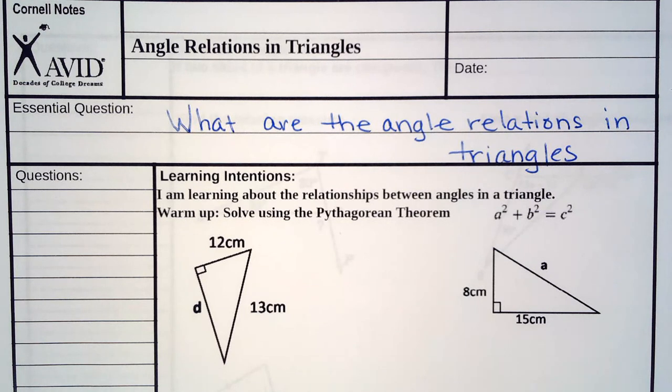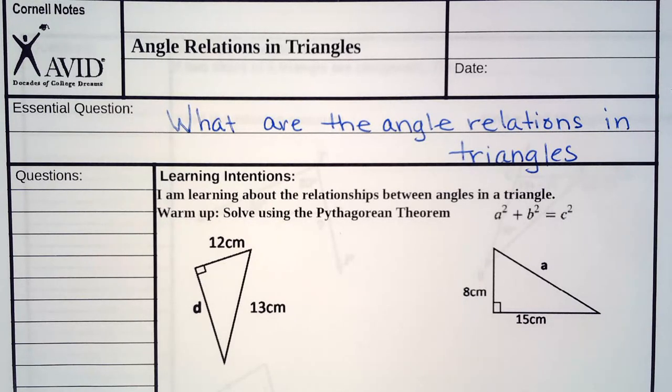Today we're looking at angle relations in triangles. Your essential question is, what are the angle relations in triangles? The learning intention: I'm learning about the relationships between the angles in a triangle. So you've got two warm-up questions. They're both solving using the Pythagorean theorem. This should be a review.